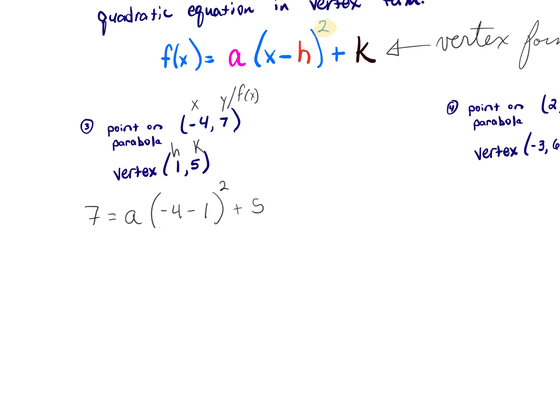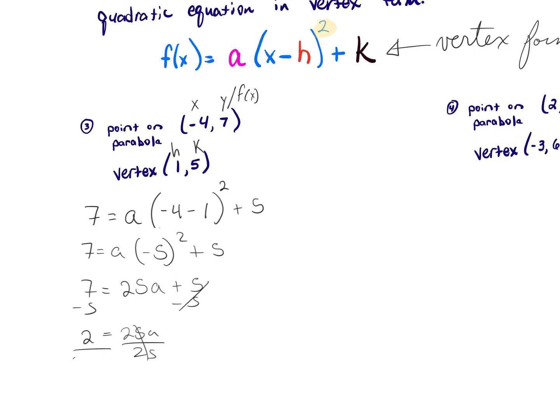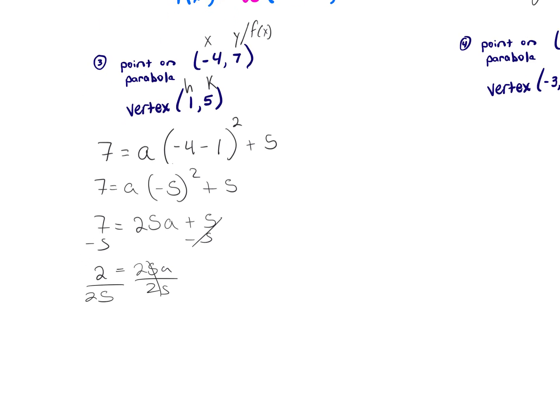Now, for you to be able to solve for a, you're going to have to simplify everything and solve for a as you normally would. So it's going to be 7 is equal to a times -5 squared plus 5. So it's going to be 7 is equal to 25a plus 5. I'm going to go ahead and subtract the 5. So I get 2 is equal to 25a. I divide by 25, and we're left with 2 over 25 as your a. So your a is equal to 2 over 25.